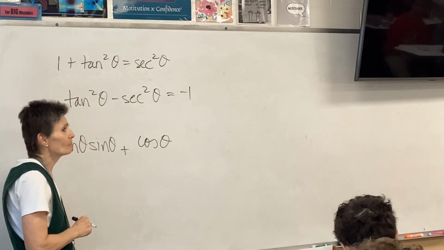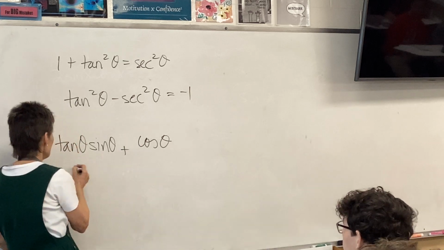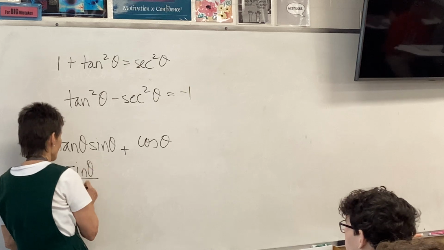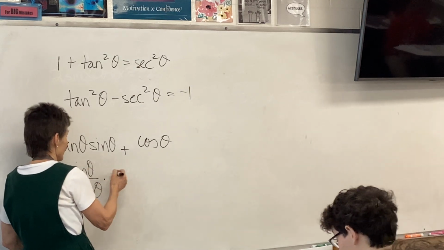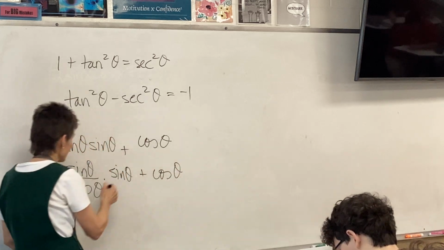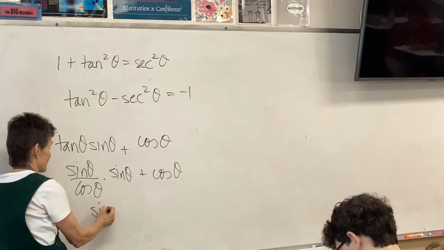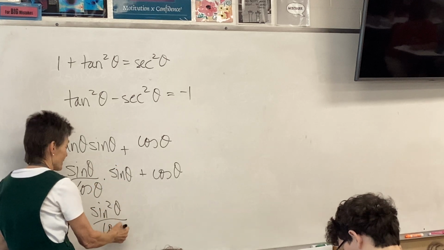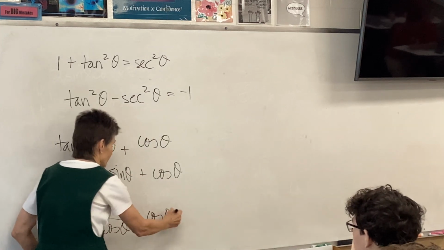What's tangent? Sine over cosine. So let's think of it as sine over cosine times sine, plus cosine. What does this equal right here? Sine squared over cosine, and it's still plus cosine.